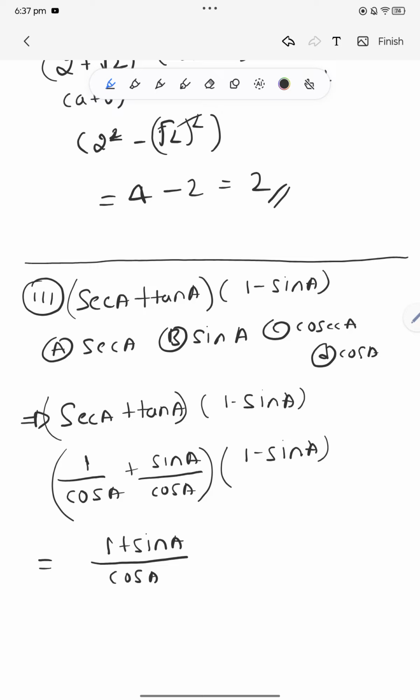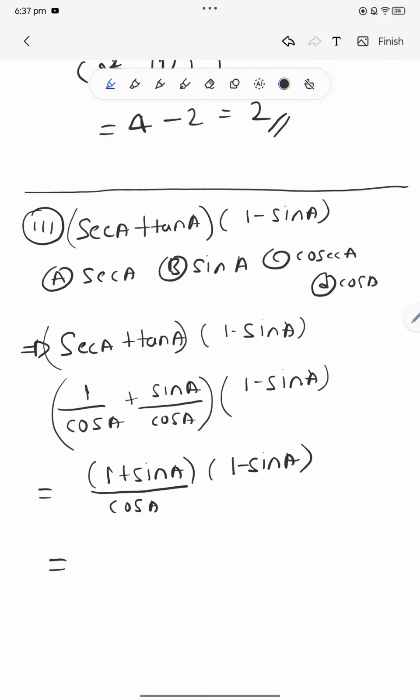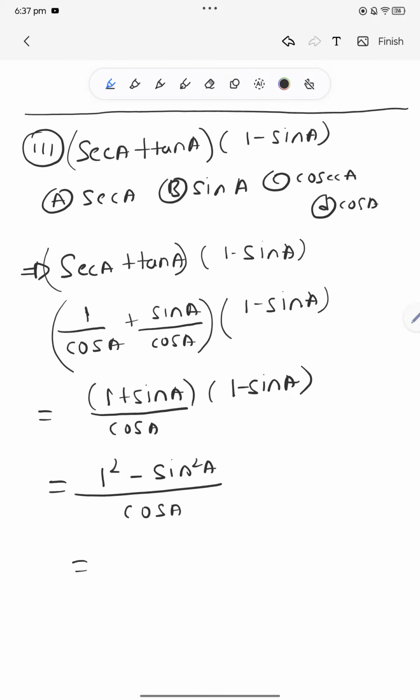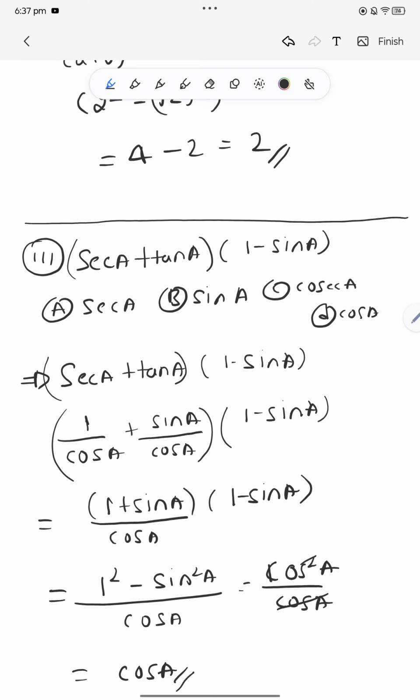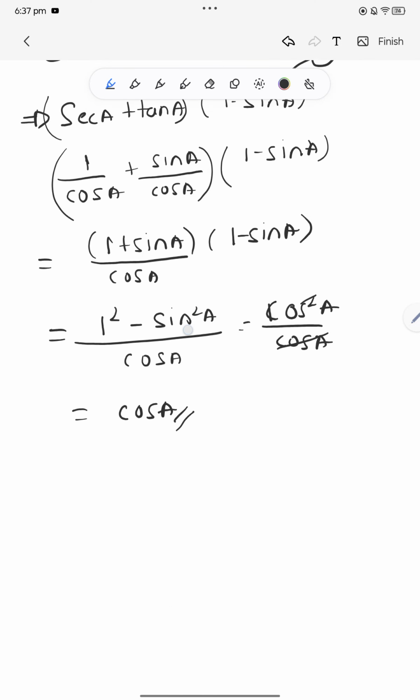If both the terms have the same base, the LCM is the same. Times 1 minus sin A. Again see here, A plus B into A minus B is A square minus B square, divided by cos A. So what is 1 minus sin square A? It is cos square A. Cos square by cos A, one cos gets cancelled, so the answer is cos A. Option D, cos A, is correct.